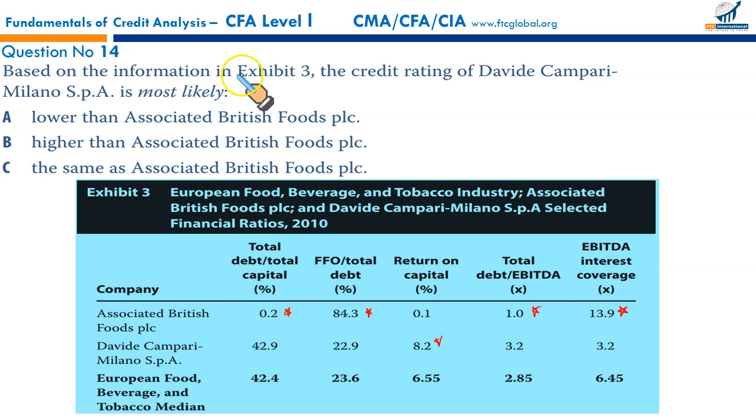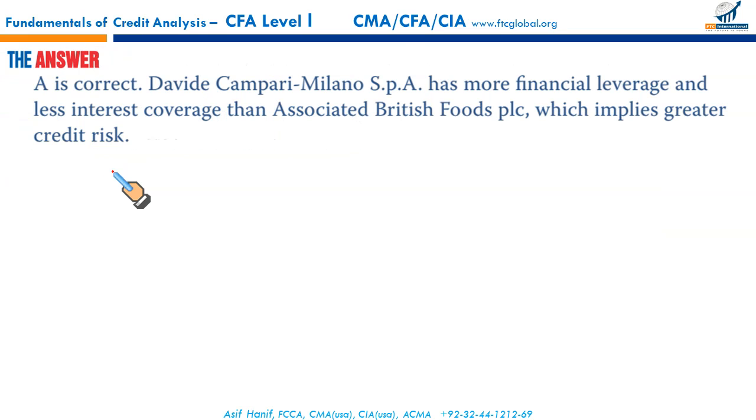Now, based on the information in Exhibit 3, the credit rating of David Campari is most likely. You can see for the British firm, the numbers are good, but for David, not good. So we can say that the credit rating of David Campari is most likely lower than Associated British Foods PLC. Not same, not higher, lower, A.